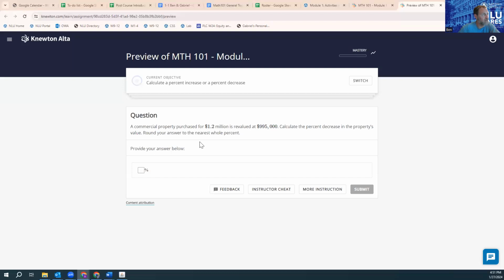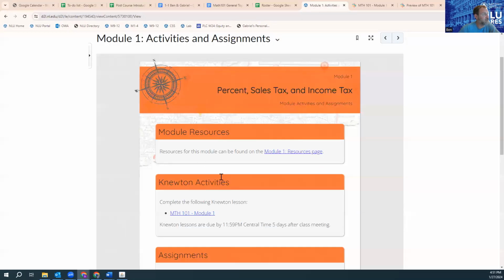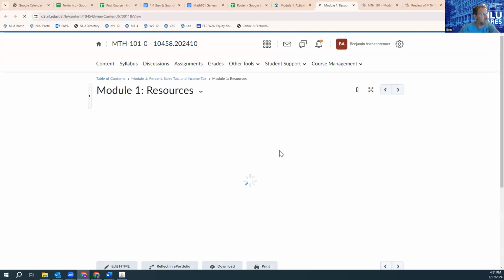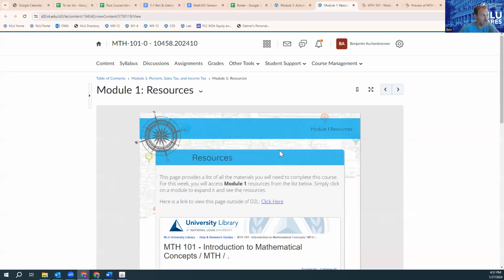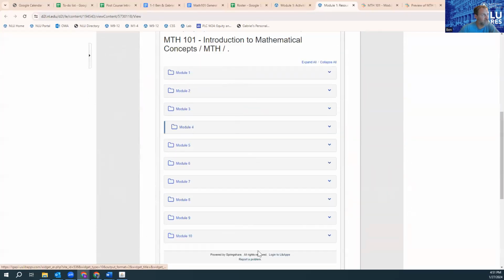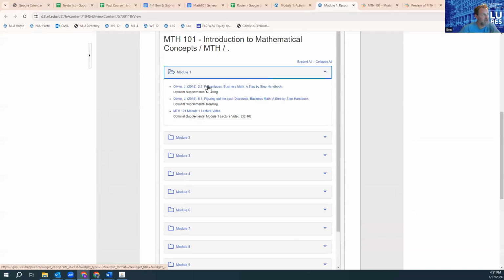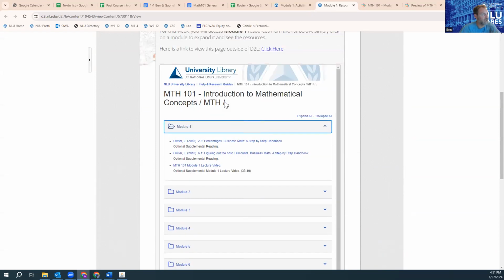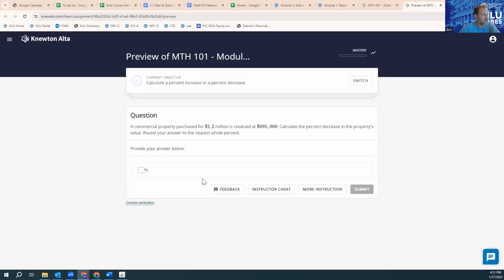So you get a question and there's a way to get instruction here. So that's nice. Keep in mind that you also have asynchronous resources in this activities and assignments page. If I click on the module 1 resources, it takes me to a module resources page, which has every module, every folder. So this is kind of nice because it may have a video, some reading, so some asynchronous materials for you to look at if you're feeling stuck. So anyways, I'm back here.